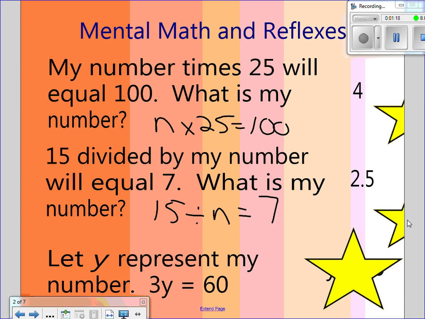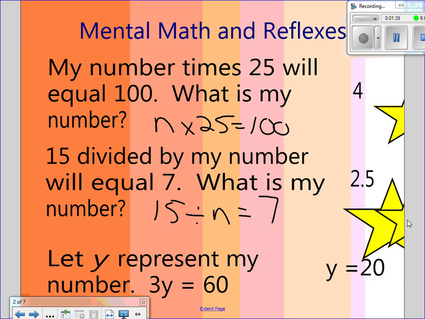Here's another one. Let y represent my number. 3y. You're going to see a lot of this on your NWAs coming up here and your MCAs. 3y, when you have a number, remember this now, right next to a letter, that means to multiply. So what number times 3 equals 60? 3 times 20 equals 60. Remember that, because you're going to be seeing that a lot here in the future. And it's very easy. A lot of times kids just want to put a number right next to it to try and get to 60, and you're kind of confused on how to do that.